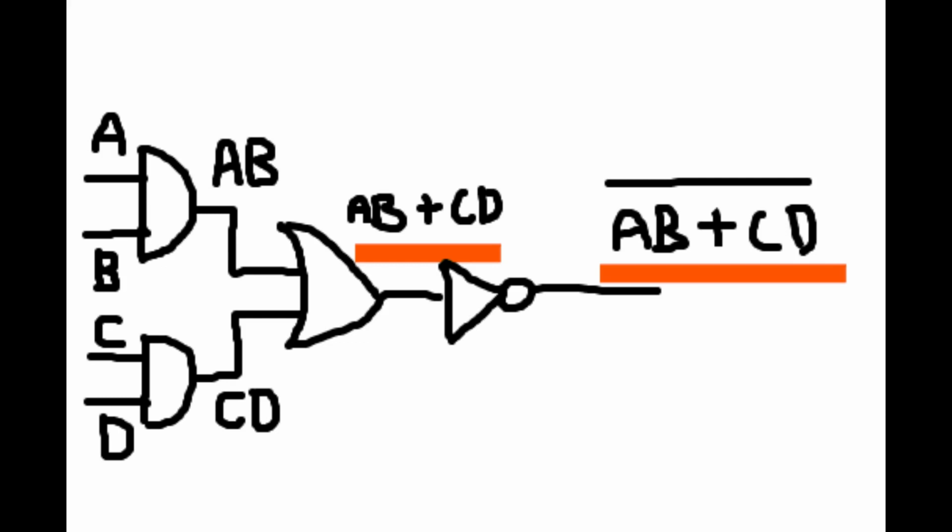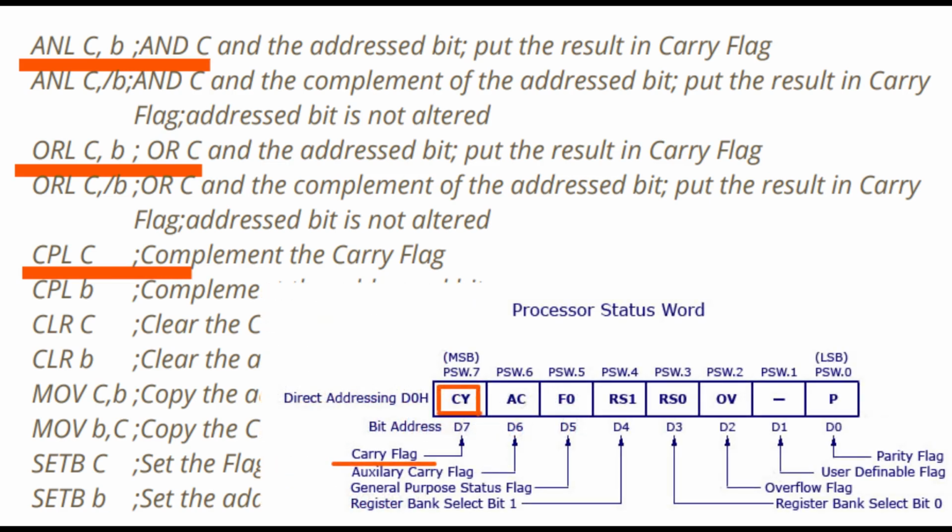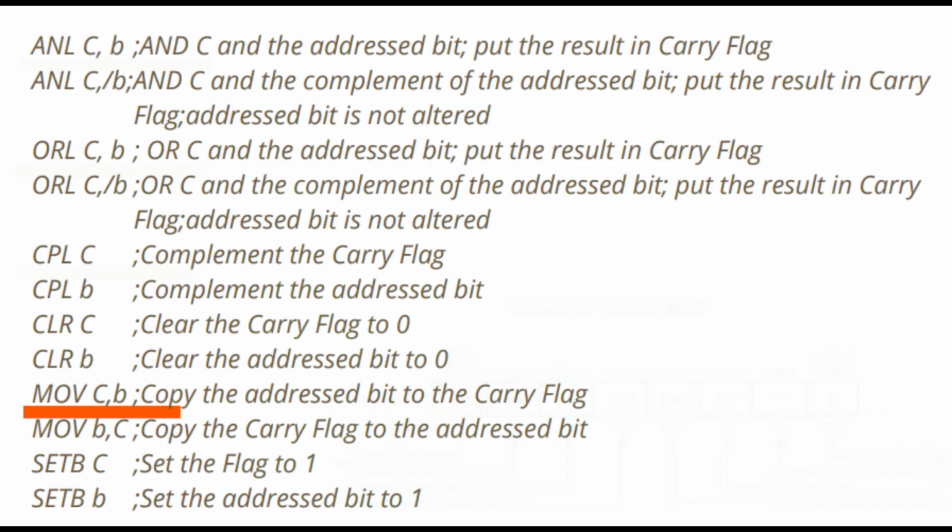Now, let's look at how this can be implemented in assembly language programming. These are the list of bit instructions available in 8051. Observe that the logic operations like AND, OR, AND complement involve the usage of the carry flag, that is part of the PSW register. This means that if you want to AND two bits A and B, you cannot AND them directly. Instead, you need to move one of the values to the carry flag using the MOV instruction and then AND it with the other value using the ANL instruction.